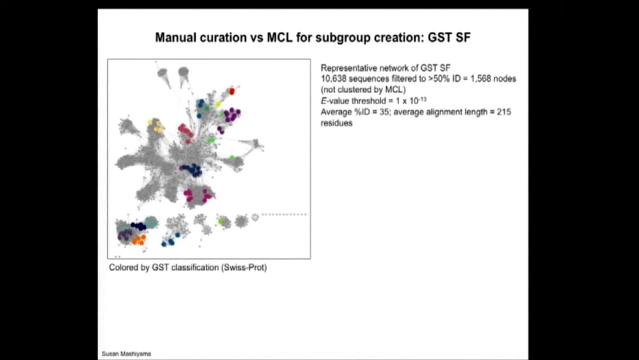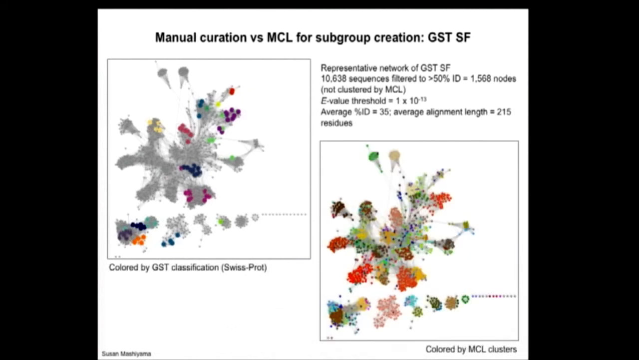So here is the glutathione transferase superfamily now with the manually defined subgroups, with the aid of experts in this biological domain, mapped onto the whole superfamily. It's about 10,000 sequences. Here is the same network where we've simply colored it by the MCL clusters. And what's really nice is the clusters look like they map very well to these groupings. Now, to be fair, the coloring here is based on sequence similarity, so it's basically the same view, but this was done entirely automatically, and the manual version was done with a great deal of blood, sweat, and tears.